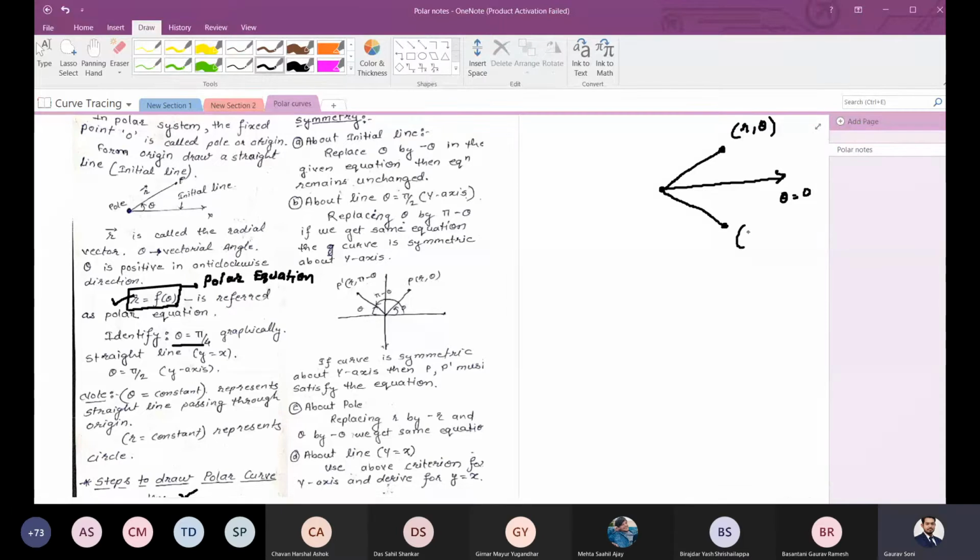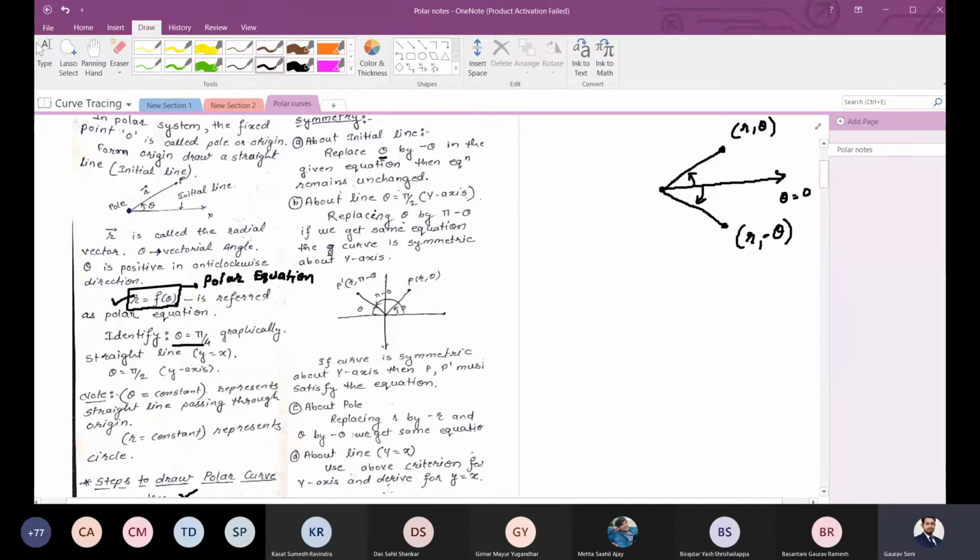What is going to be the coordinate here? R comma minus theta. We know the convention, right? If you are going in the clockwise direction, then it is negative, and if you are going in the anti-clockwise direction, then it is positive. So whatever angle this is here, the same is going to be minus theta. So that is why this criteria is there.